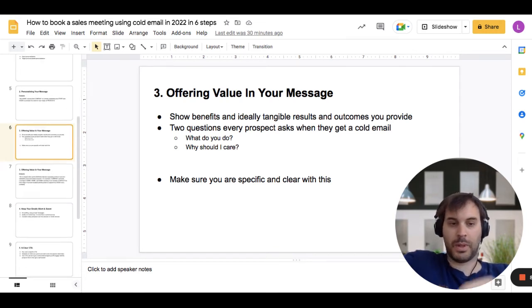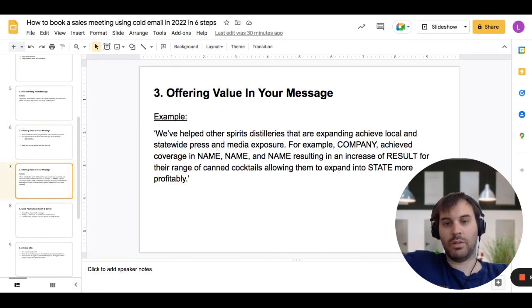The key is being really specific with it. So not vague and generic, like, I do PR for spirits distilleries, so I wanted to get in touch with you. Instead, you would do something like what's on the screen here. We've helped other spirits distilleries that are expanding achieve local and statewide press and media exposure. For example, so and so achieved coverage, and then you'd list the media publications, then explain the result it achieved, and tie that into expanding into a different state with their product range.